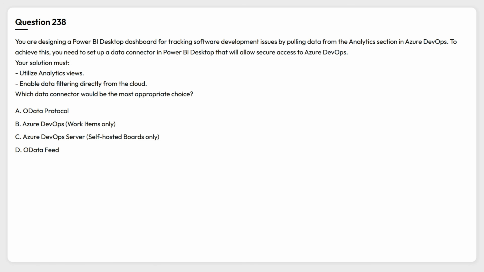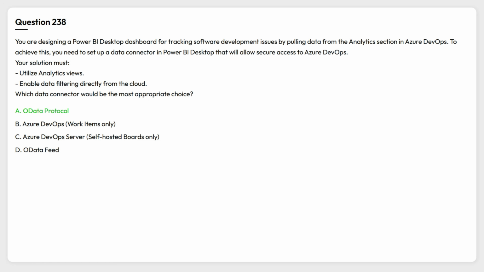Option A, OData Protocol. Option B, Azure DevOps, work items only. Option C, Azure DevOps Server, self-hosted boards only. Option D, OData Feed.